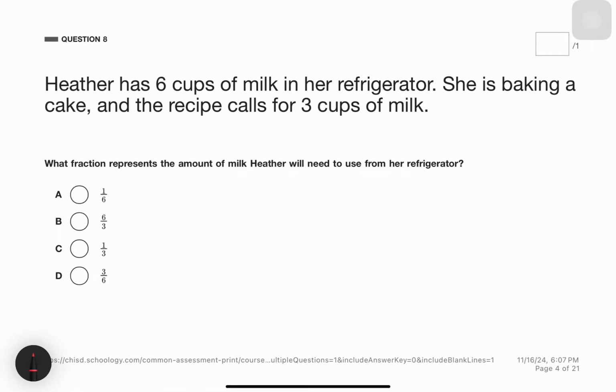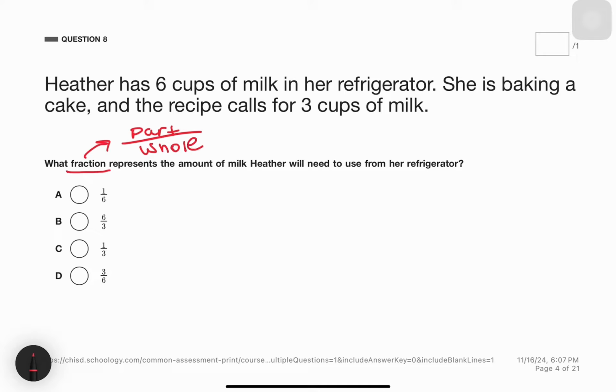All right, so taking a look at question number 8 on the DCCA study guide, it says Heather has 6 cups of milk in her refrigerator. She is baking a cake, and the recipe calls for 3 cups of milk. The question says, what fraction represents the amount of milk Heather will need to use from her refrigerator? So we have a key word here, and that word is fraction. Remember, when we see the word fraction, we typically want to think of our total, which is part over whole.